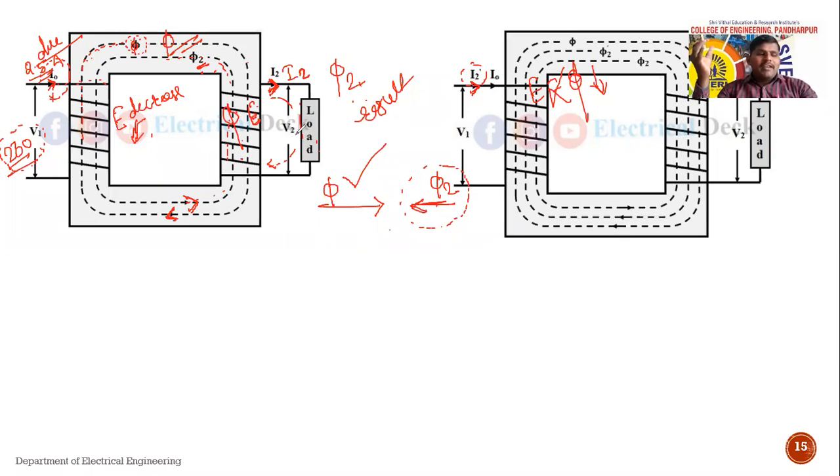If the resultant value of flux is reduced, automatically the induced EMF at the primary side will start decreasing. That means the induced EMF in the primary side, that is E1, will start decreasing. And when E1 starts decreasing, that means the voltage V1 has the upper hand over E1.